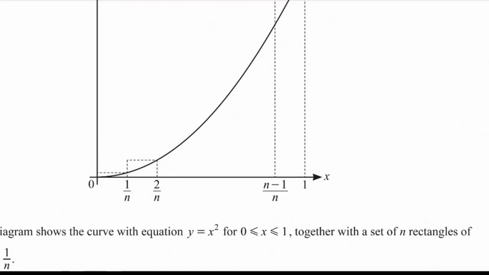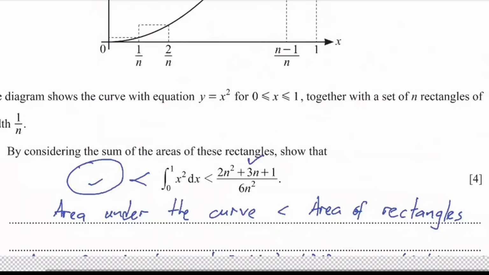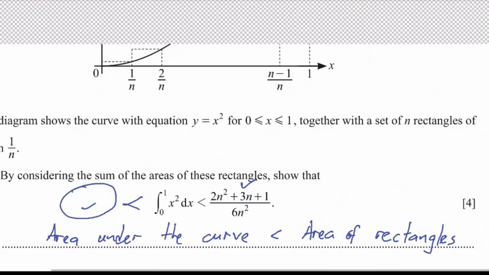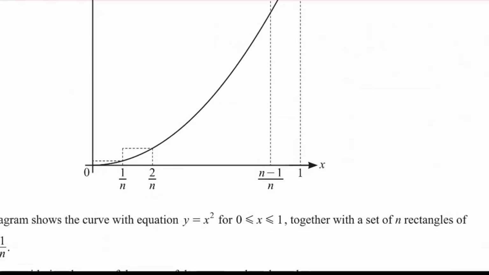So before this, we wanted to find an upper bound. If you look at part A here, right, we wanted to find an upper bound of an area. So it means that the rectangles must be larger than the area. Now we want to find a lower bound. Lower bound means the rectangles must be lower or smaller than the curve. So all the rectangles must stay below the curve.